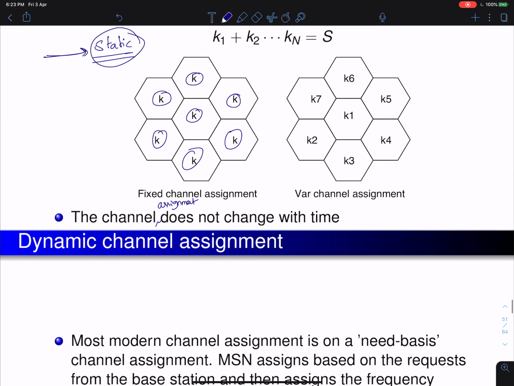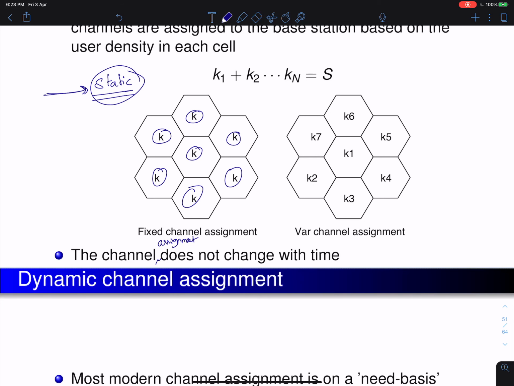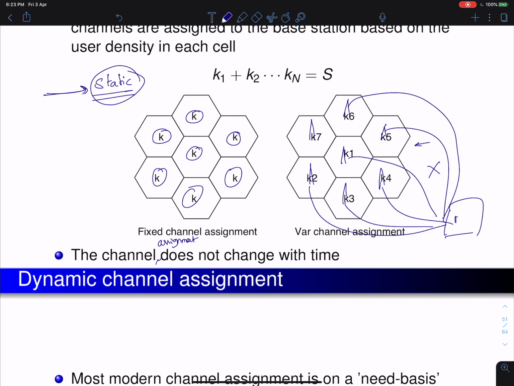Now what you do is you don't assign any channels to any of the cells. All the cells will be assigned no channels at first. Every cell will have a base station, and all these base stations are connected. There is a backbone network called the mobile switching network, MSN. They are all connected to an MSN.